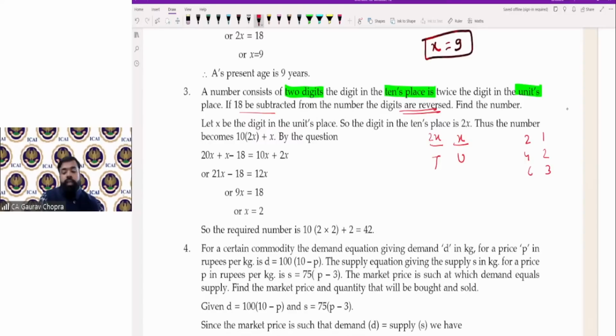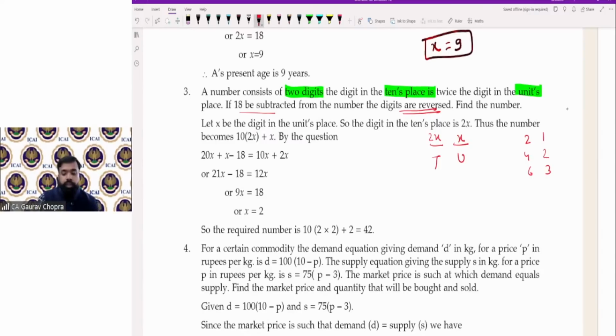If it is 3 then it will be 63. Okay. So the number at 10th place is double the number of units place. So number या तो 21 होगा या 42 होगा या 63 होगा and so on. Now what you have to do subtract 18 from this. इसमें से आपको 18 subtract करना है और 18 subtract होने के बाद number क्या हो जाएगा reverse.